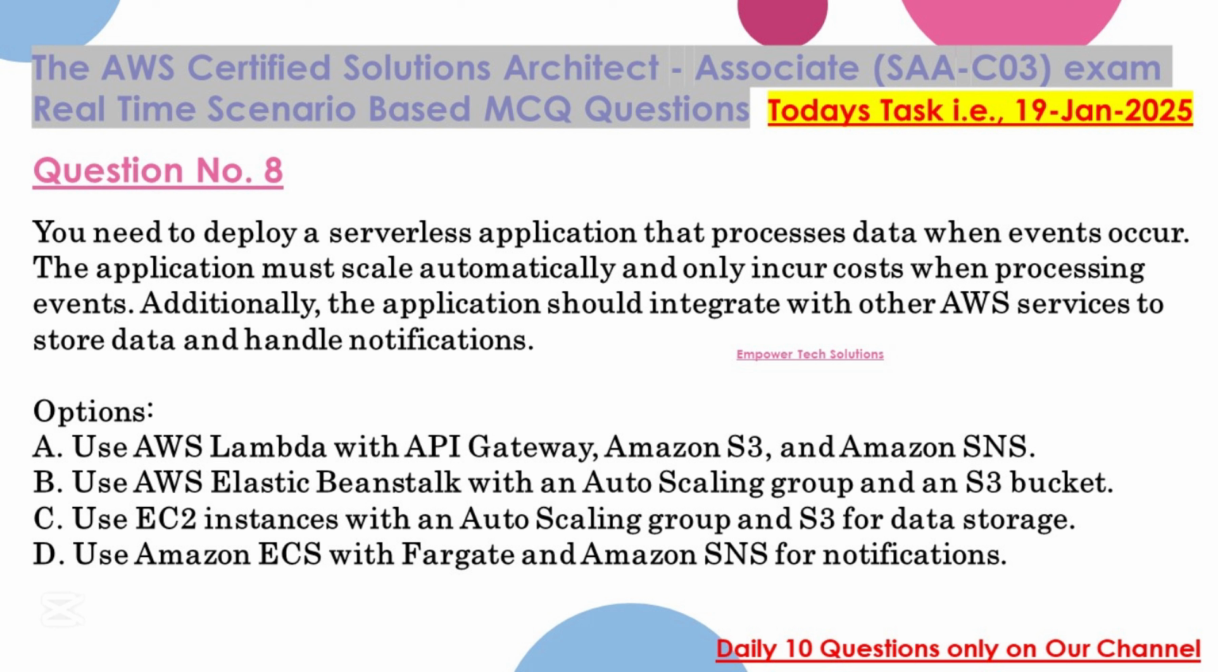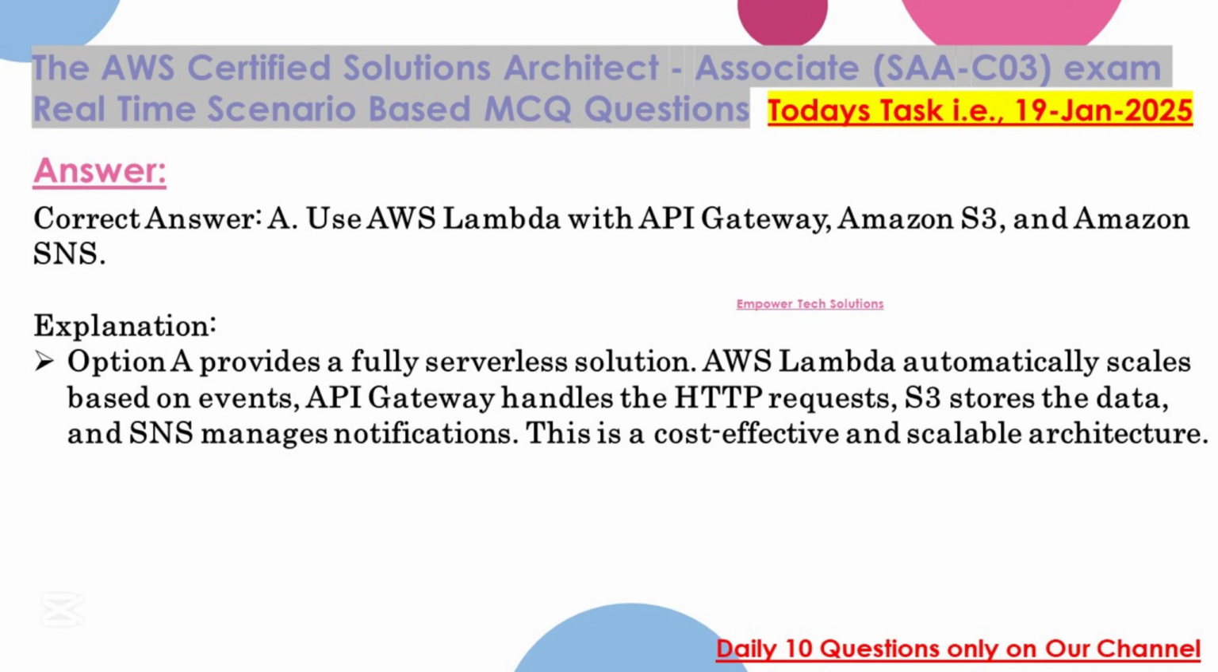B. Use AWS Elastic Beanstalk with an auto-scaling group and an S3 bucket. C. Use EC2 instances with an auto-scaling group and S3 for data storage. D. Use Amazon ECS with Fargate and Amazon SNS for notifications. Correct answer: A. Use AWS Lambda with API Gateway, Amazon S3, and Amazon SNS.